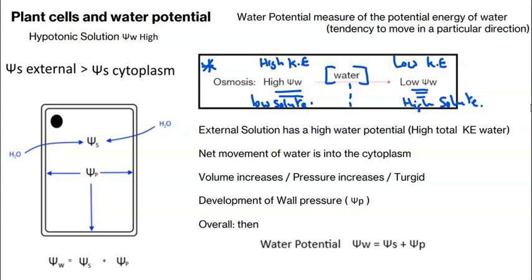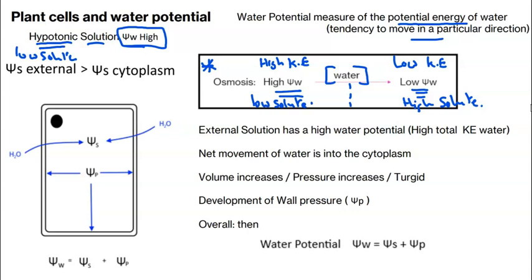Now, what we're going to do is look at first hypotonic solutions, which we've previously looked at in terms of water potential, and then we'll look at hypertonic solutions. So a hypotonic solution, you'll recall, is one which has a low solute content. And so this means that we will have a high water potential. The water molecules have a great deal of potential energy to move towards regions of lower water potential.